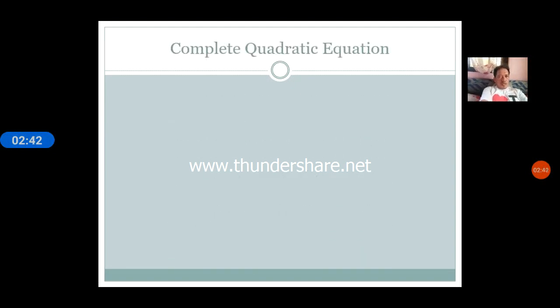What is a complete quadratic equation? A complete quadratic equation is in the form of ax squared plus bx plus c is equal to 0, and that is what we call the general form or the standard form of a quadratic equation. Sometimes we call it the general quadratic trinomial.